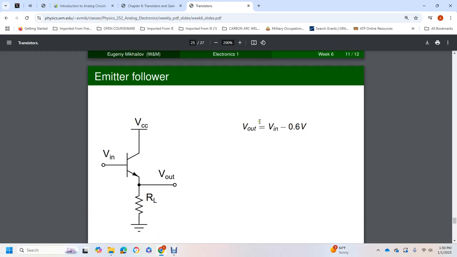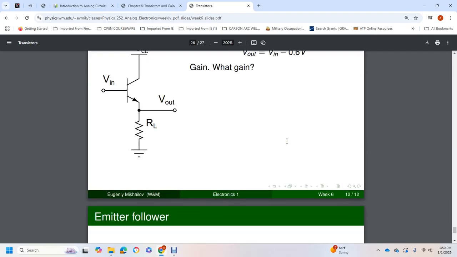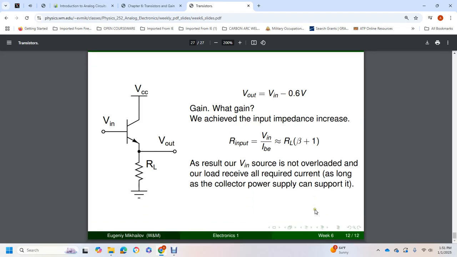Emitter follower: the output voltage is equal to the input voltage minus 0.6 volts. Gain? What gain? The output voltage is equal to the input voltage minus 0.6 volts, the emitter follower. We achieve the input impedance increase: the input resistance is equal to the input voltage over the base emitter current, equal to the inductor resistance times beta times beta plus 1. The input voltage source is not overloaded, but the load receives all required current as long as the collector power supply can support it.